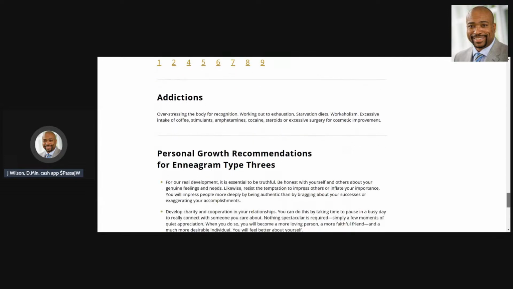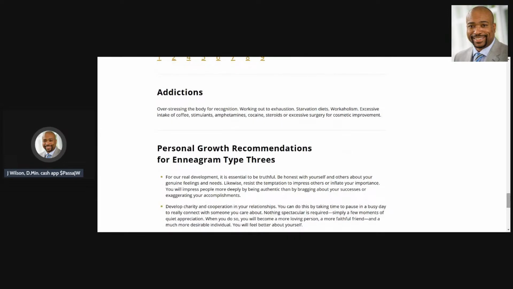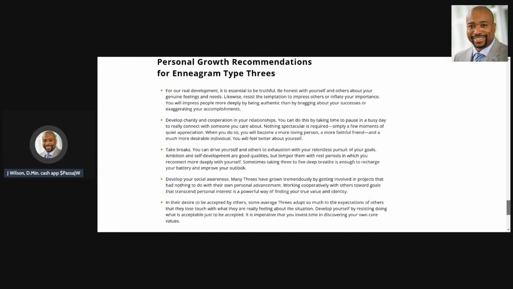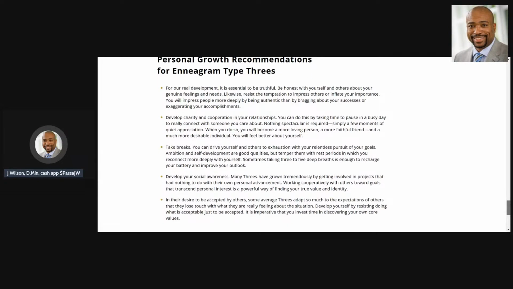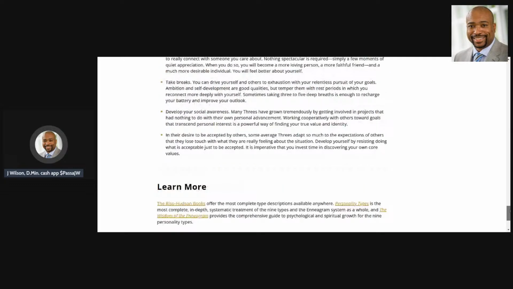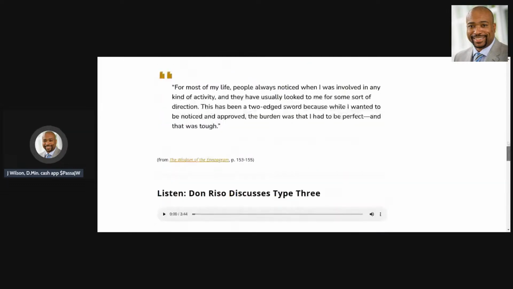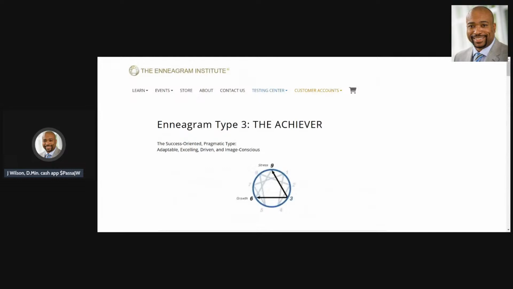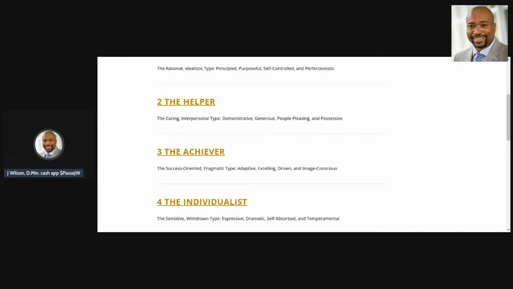And their addictions, again, are overstress, body recognition, working out to exhaustion. But what I like about the Enneagram is that it gives you recommendations for growth. I really love the Enneagram because it does give you how you can grow. And hopefully you all can go to the Enneagram Institute and get that. All right, that's the achiever. Let's go on to the next one.